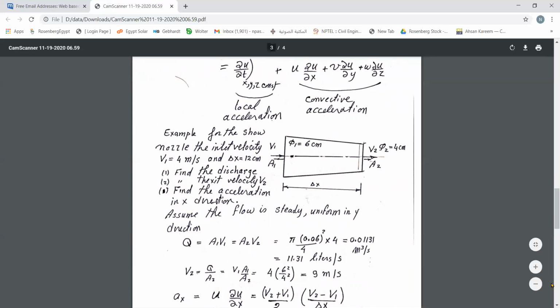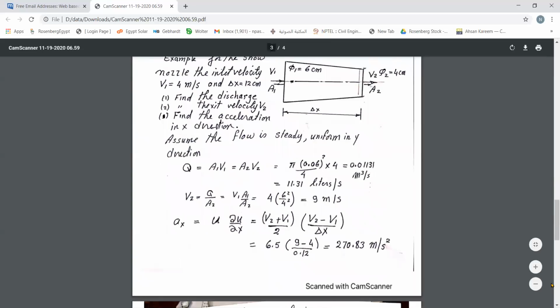We have Q equals A1 V1 or A2 V2, and we calculate the discharge. It came to be 0.01131 meter cubed per second, and multiplying by 1,000 gives 11.3 liters per second. To get V2, we divide Q by A2, or V1 A1 divided by A2, and accordingly we have the exit velocity equal to 9 meters per second.